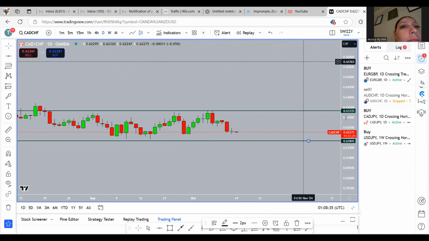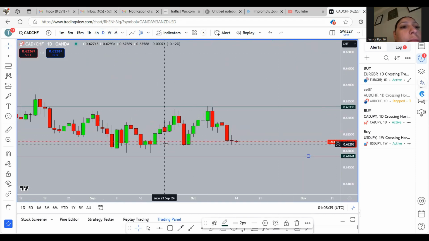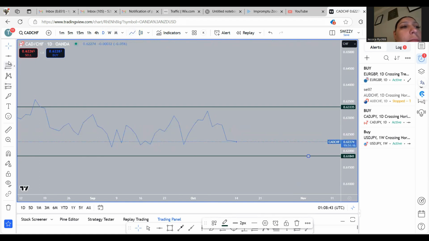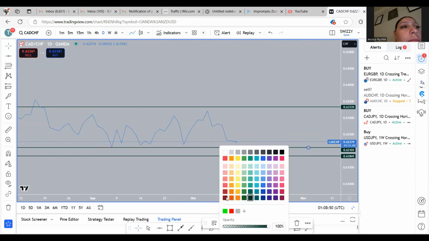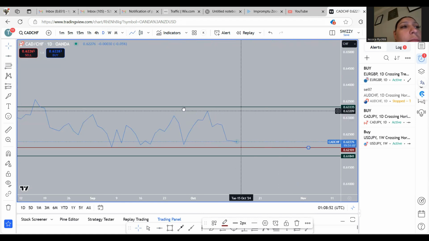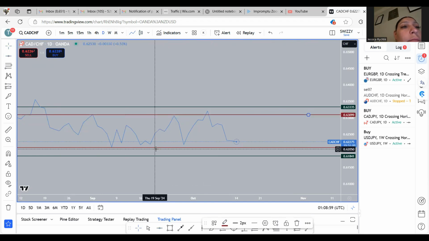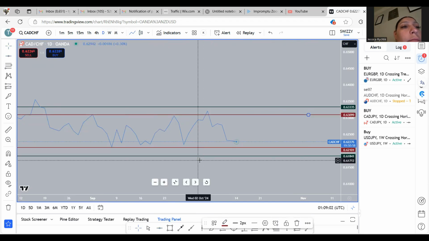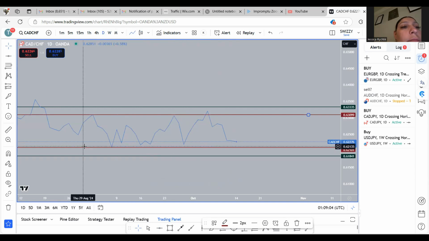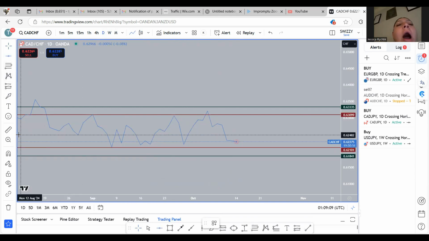So now we have the daily. We can do the same thing we just did. We can do our line. Now we do need to make this line a little bit different color so we don't get confused. So we're going to make this red. And then we'll do another line up here, because again, we're trying to box this in. All right. And then this one has a lot of zones.